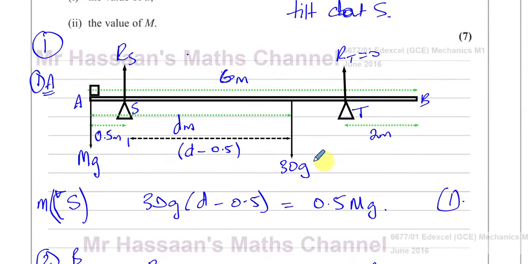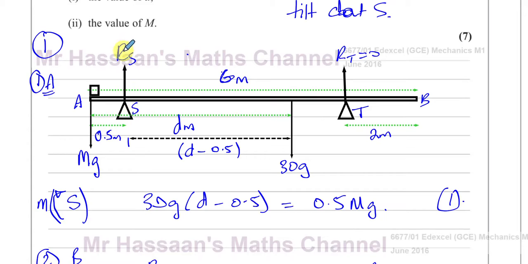Taking moments about the support S in the first case is sensible because we don't know what the reaction force here is. Why? Because we don't know what this mass is. If we knew what this mass is, then we could take the moments about A, because we know what this force is, we know that's 0. But we don't know what this mass is, therefore we don't know what the reaction force is, because this reaction force is equal to the sum of these two forces, as this one has become 0. So taking moments about S is what we have to do.